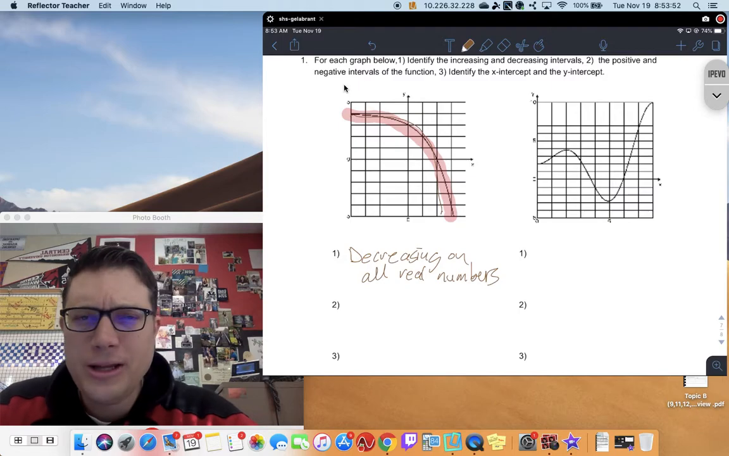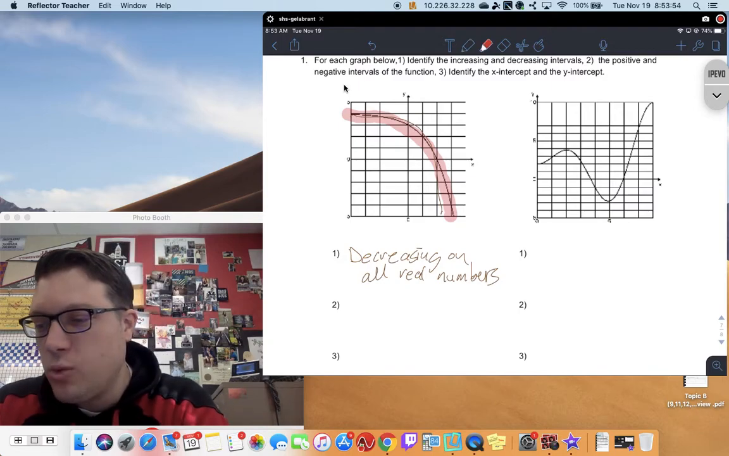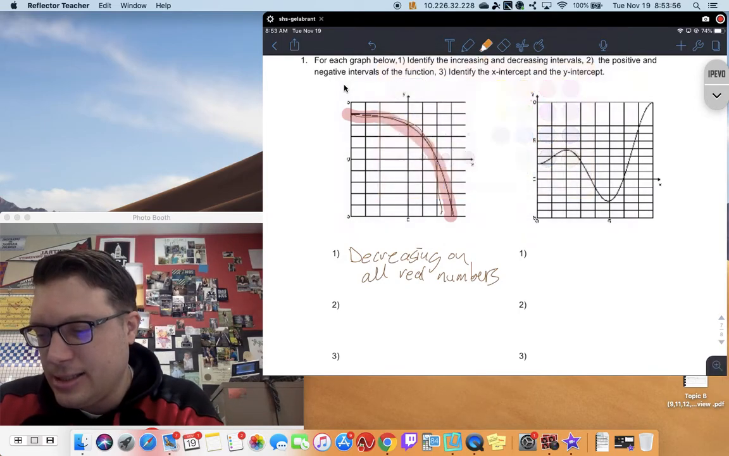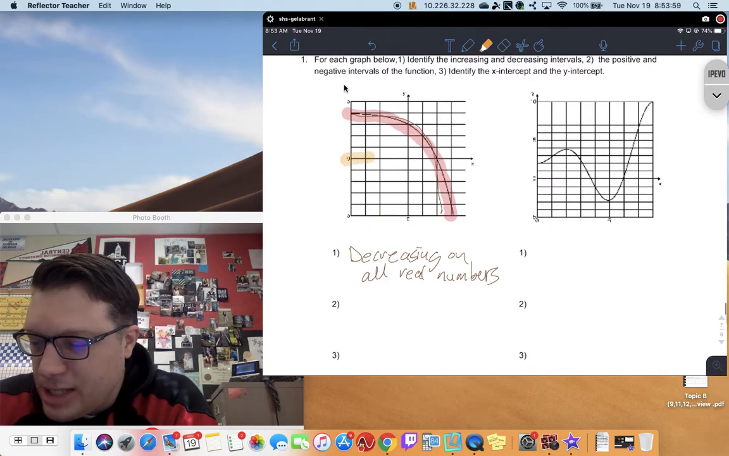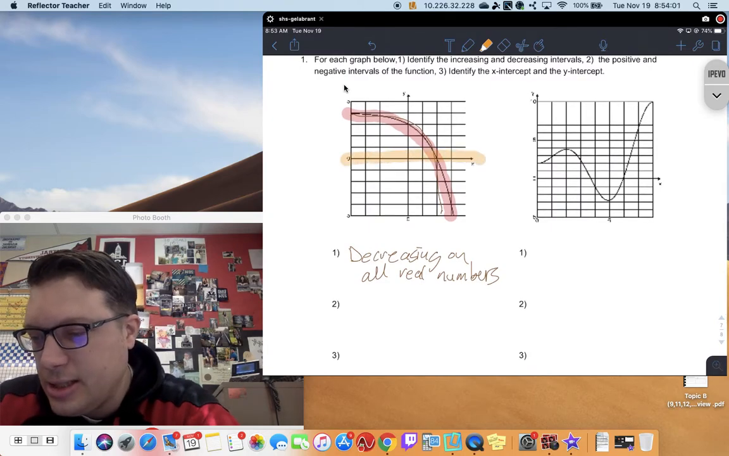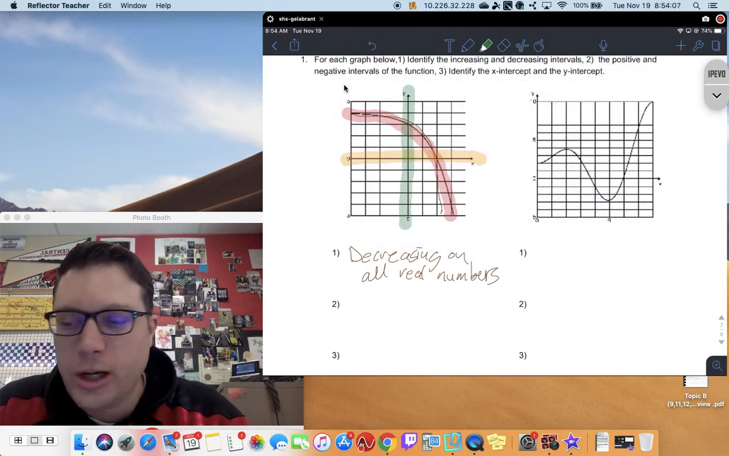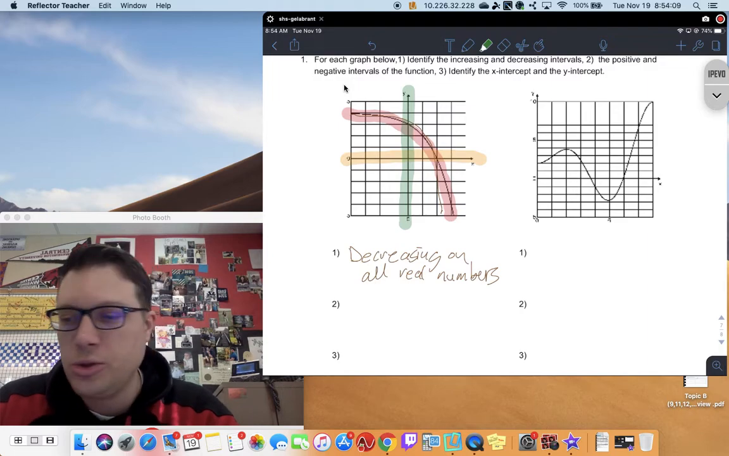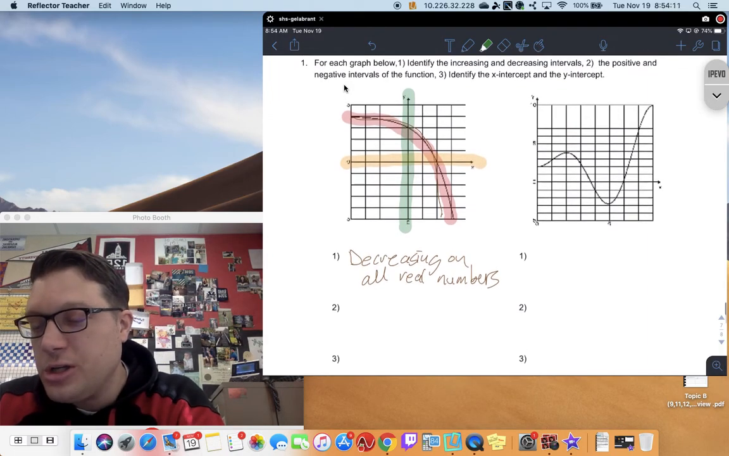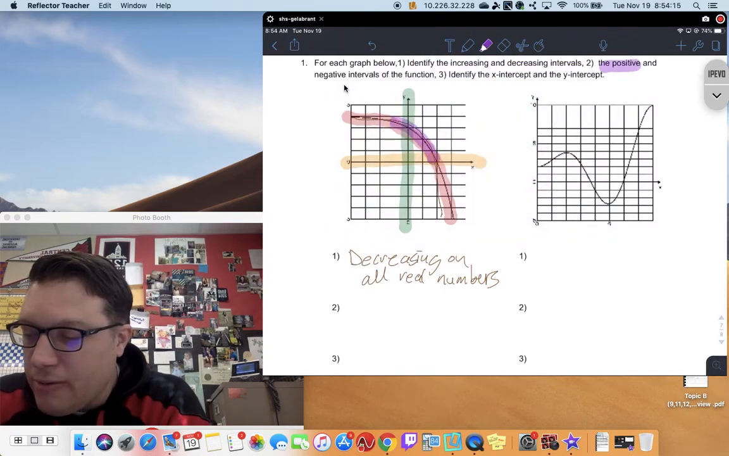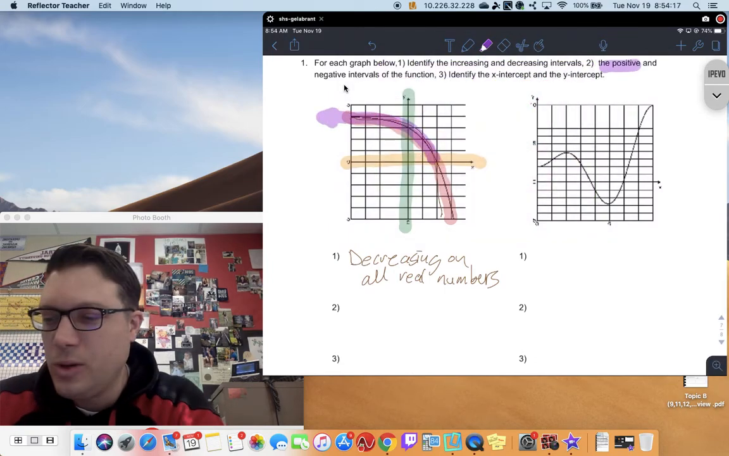To identify where the function's positive or negative, that really means just where is the function above the x-axis. It might help to sketch it out. Here's our x-axis, and in green, here's our y-axis. We can look at intercepts that way. It says identify the x and y intercepts where the function crosses those two lines. To identify where the function is positive, we just mean where the function is above the x-axis. And it looks like it goes this way to the left.